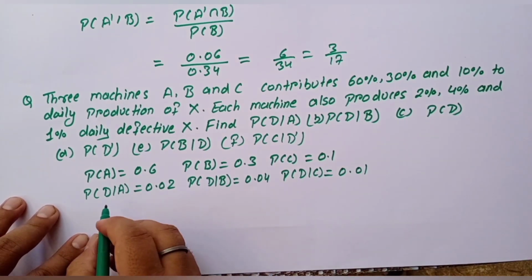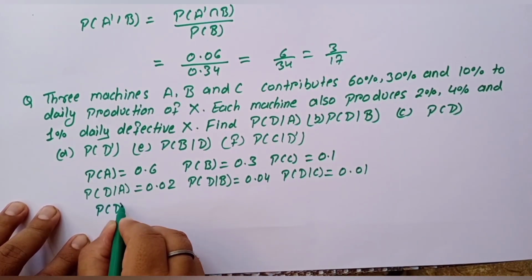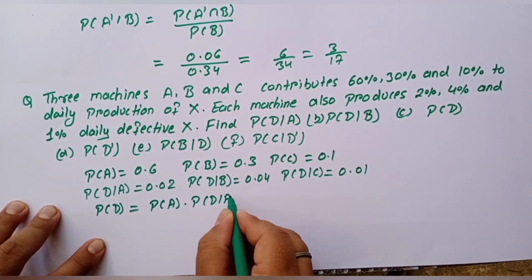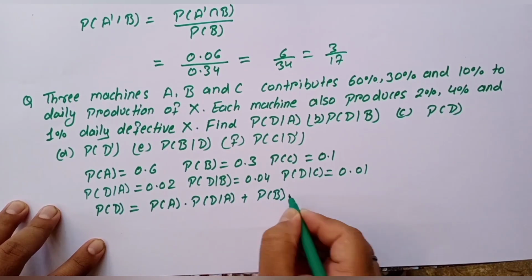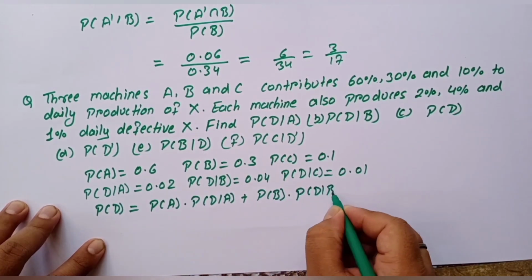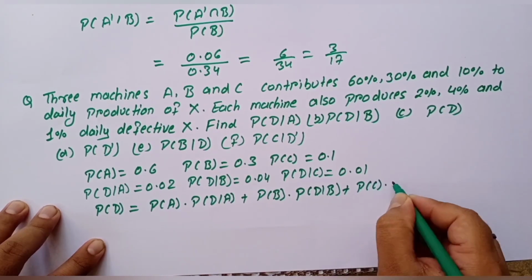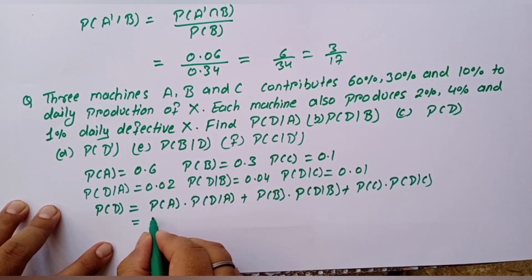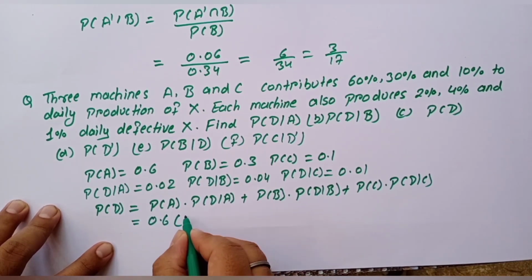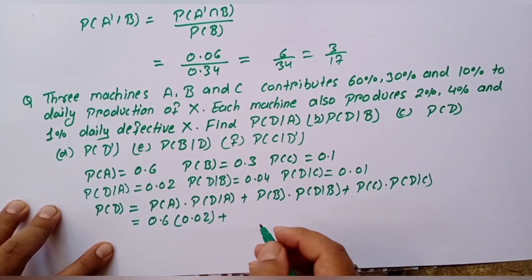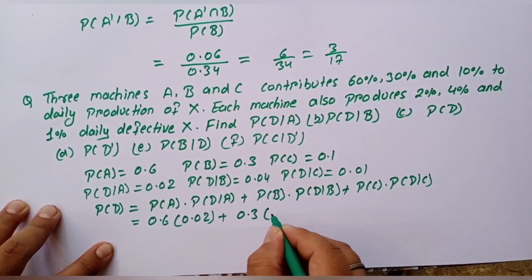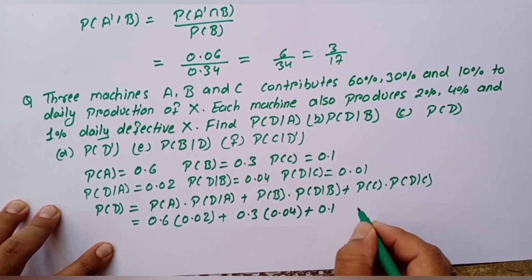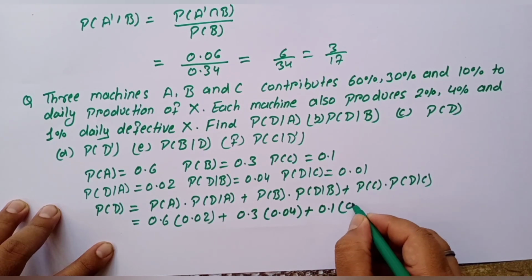Now we are required to find probability of defect, which is probability of A into probability of defect under A plus probability of B into probability of defect under B plus probability of C into probability of defect under C. Now probability of A is 0.6, probability of defect under A is 0.02, probability of B is 0.3, probability of defect under B is 0.04, probability of C is 0.1 and the probability of defect under C is 0.01.